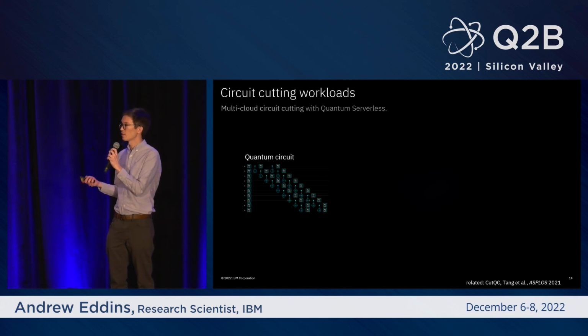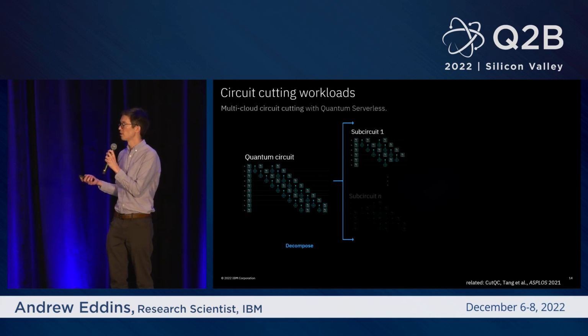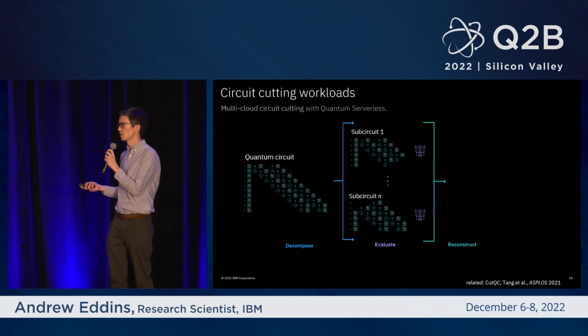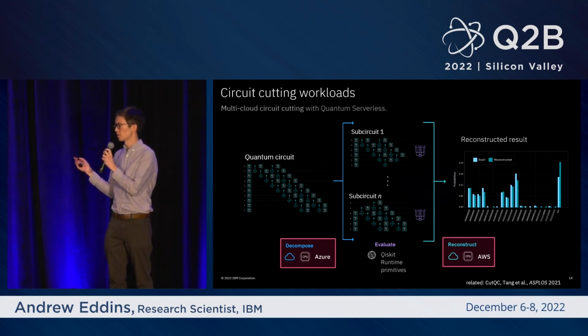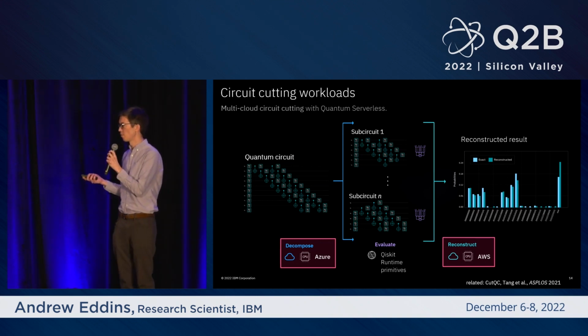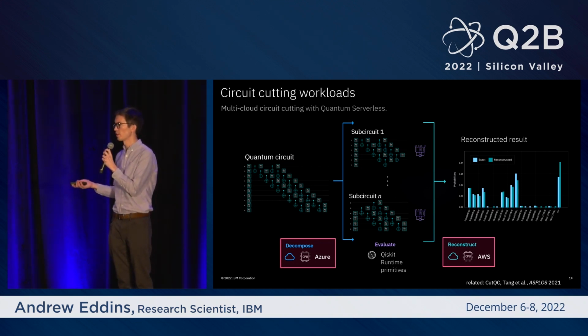A related technique is circuit cutting, also available through these packages, taking a quantum circuit, similarly deconstructing it into a series of subcircuits, running these on separate backends potentially, evaluating them, and we see in this demonstration that the reconstructed distribution of measured bit strings closely resembles the exact value that you'd expect for the original large quantum circuit. The toolboxes also bring in the flexibility so that you can even deploy these as multi-cloud workloads, where in this case the decomposition could be done on Azure and the reconstruction done on AWS.